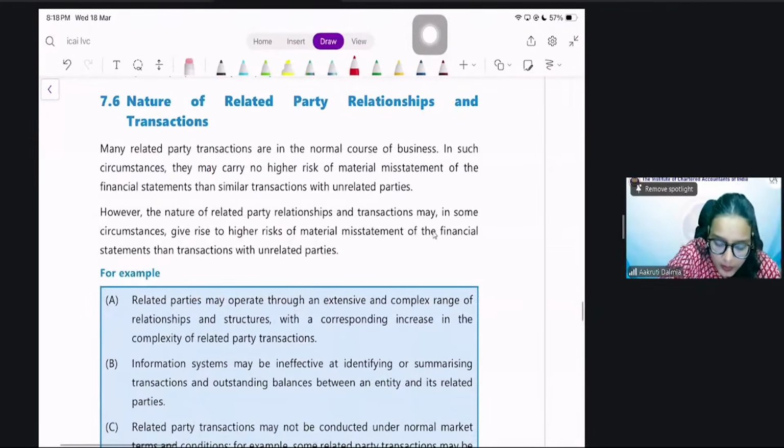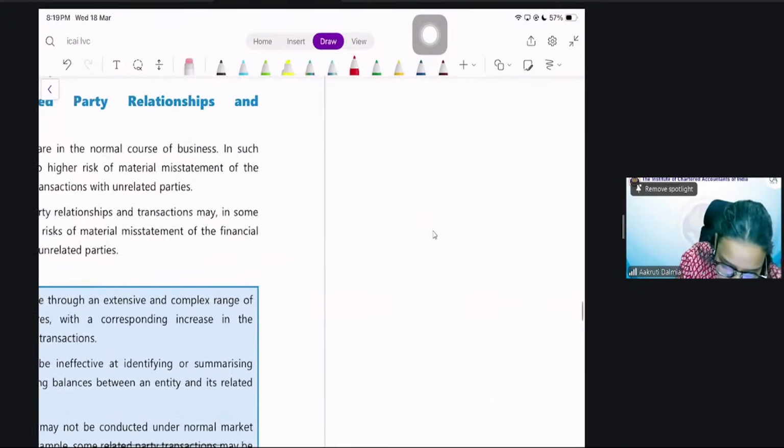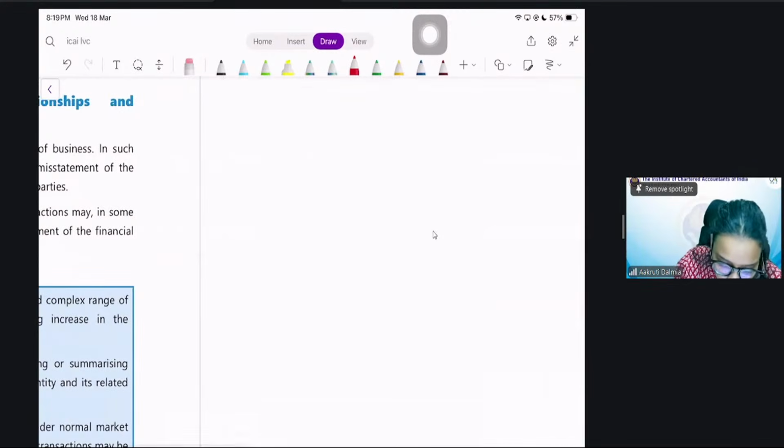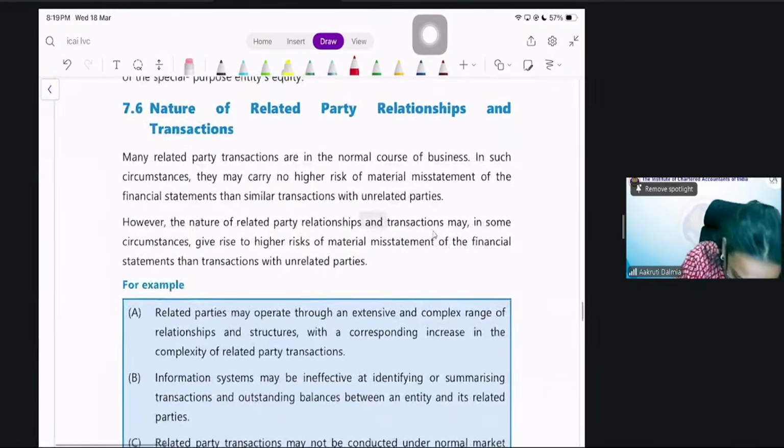Now, all this is okay, but what do I do as an auditor? Okay. What do we do as an auditor? So pay attention.